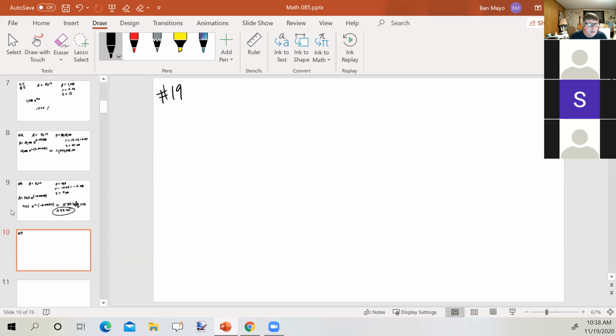It says evaluate the expression without using a calculator. And what we have is the natural log of 1 over e. Now, natural log is the same thing as log base e. So we have the log base e of 1 over e. I don't know what that's equal to yet, so I'm going to say it's equal to some unknown quantity that I'm going to call box.